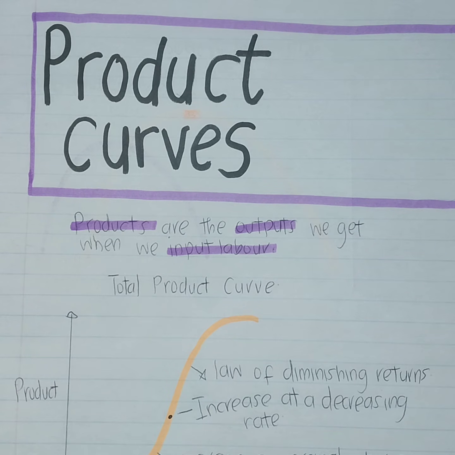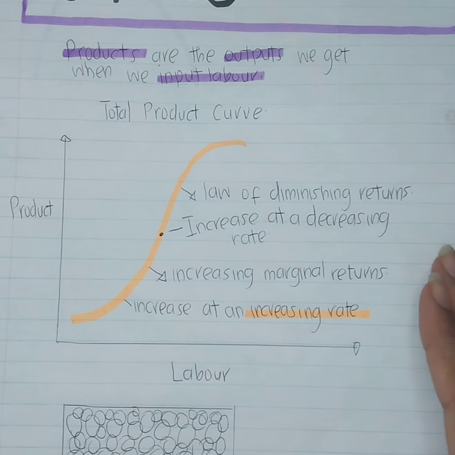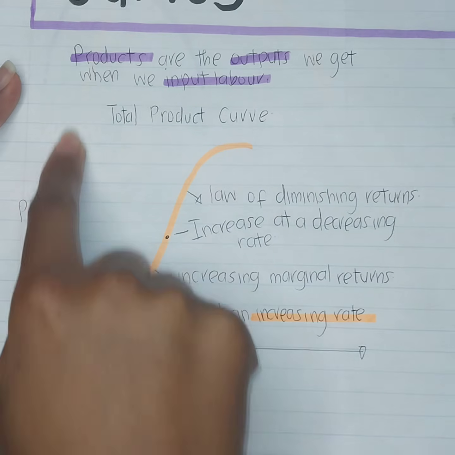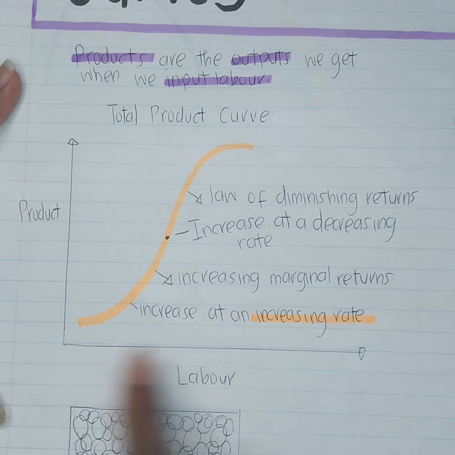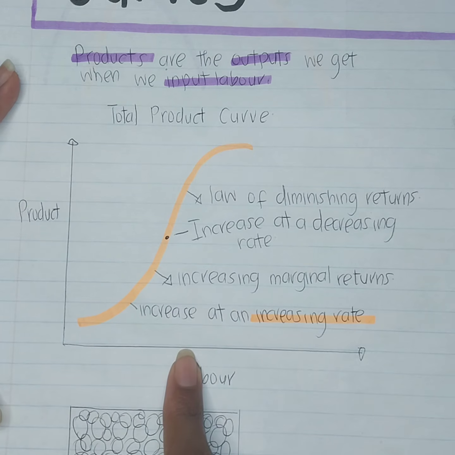Today we are doing product curves. So basically what I need you guys to understand with the product curves is that products are outputs, right? And for every output, we have an input. In this case, in order to get the final products, we need labor, right? We need people to work on those products. So meaning that when I try to draw my curve, my outputs will be on my y-axis, in this case my product. My inputs will be on my x-axis, in this case labor, right?